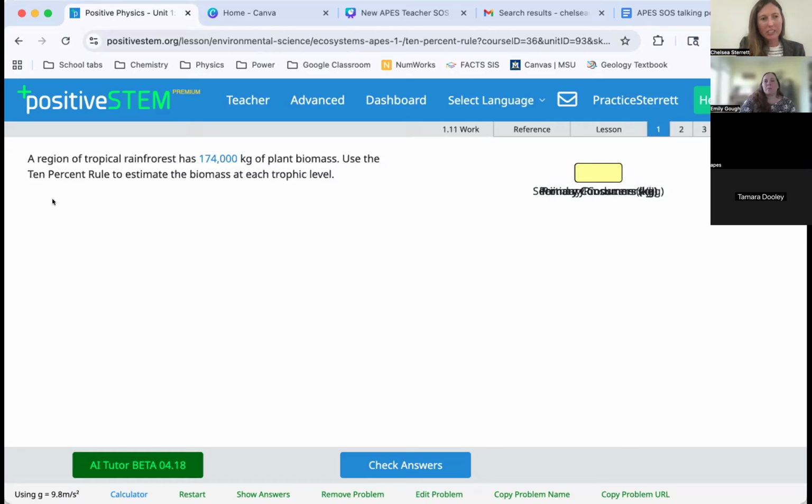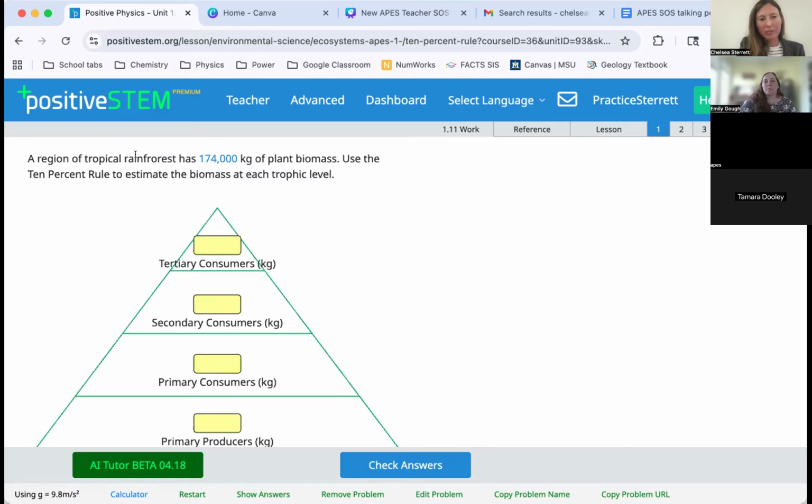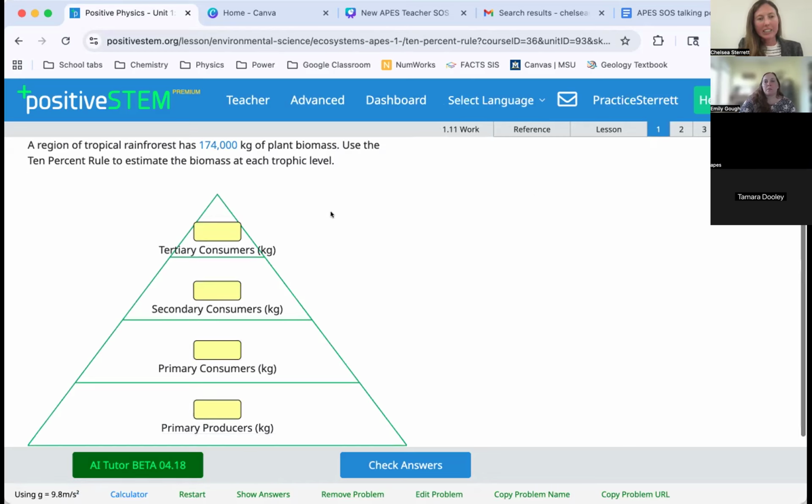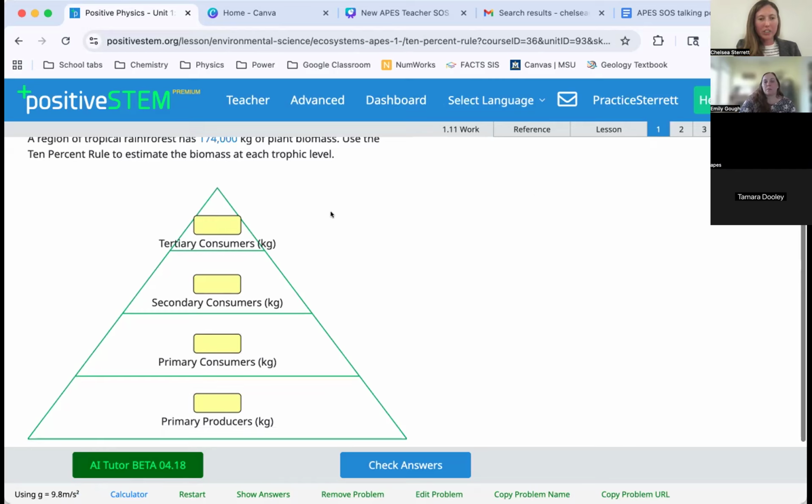So this one gives us an example of a region of tropical rainforest that has 174,000 kilograms of plant biomass. And then we'll use the 10% rule to estimate biomass at each trophic level. And so it has a little diagram for them, and they can know that the primary producers are the biomass and put that in, and then put in their different values with one less zero at each level, and check that, and then answer those questions for the rest of the food chain.